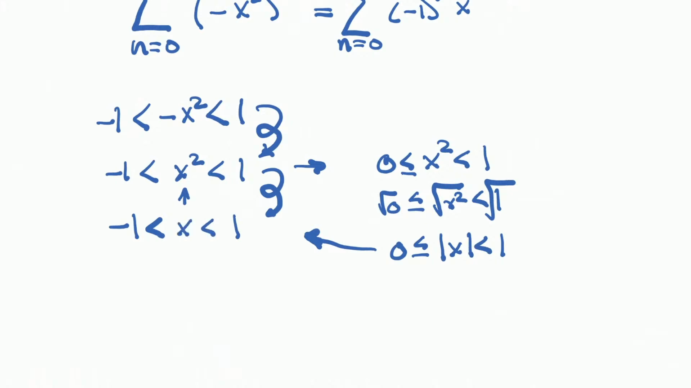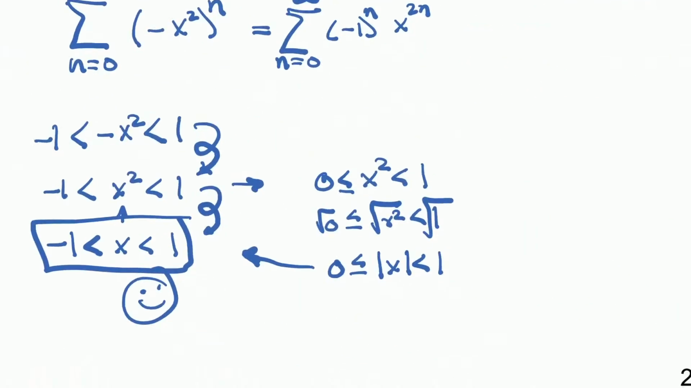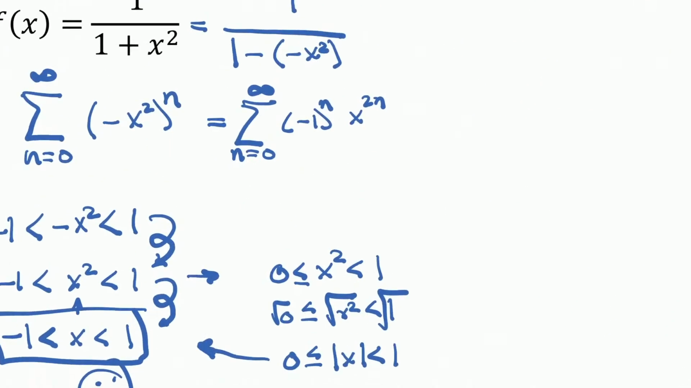So really there's a bunch of stuff that goes into this, and it's not that big of a deal when I have 1 and negative 1, but if you had 4 and negative 4, you'd have to be extra careful. But there's my interval of convergence right there. So we're happy with that. Okay, that's that. And there's the series.